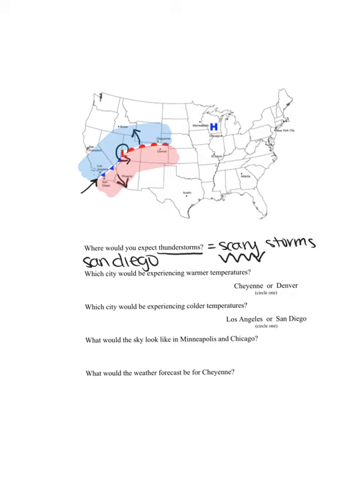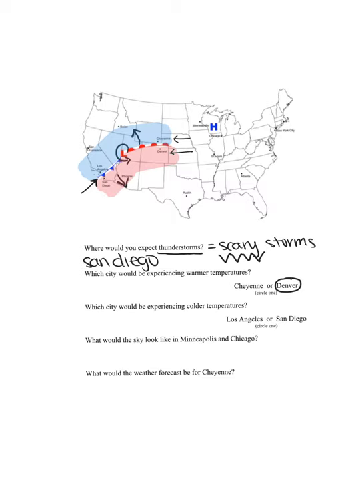Okay, second question. Which city would be experiencing warmer temperatures? So Cheyenne or Denver? So if we go find Cheyenne and Denver, okay? Here's Cheyenne, here's Denver. We just have to look. Which one of those is in the warmer color? And red is our warmer color. Which one's behind the warm front? And so that would be Denver.